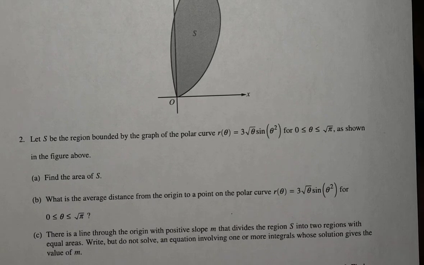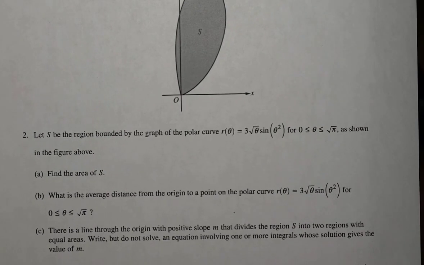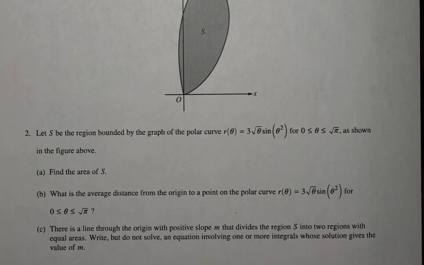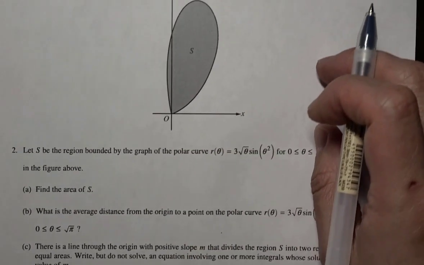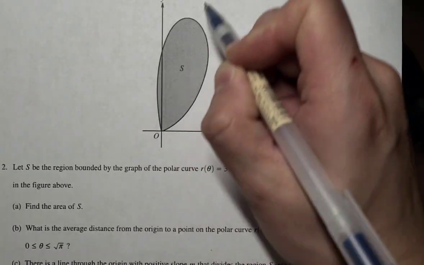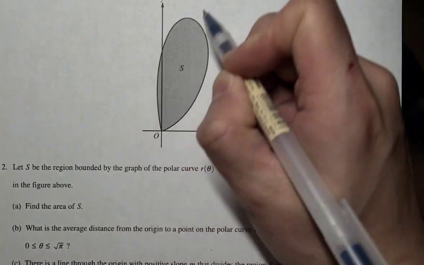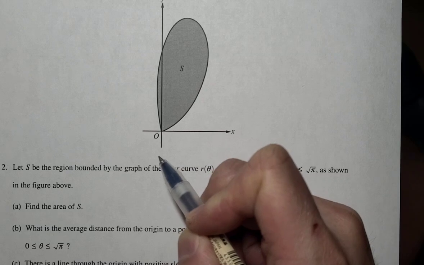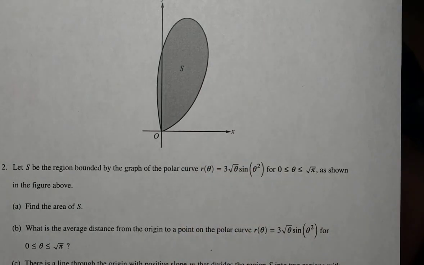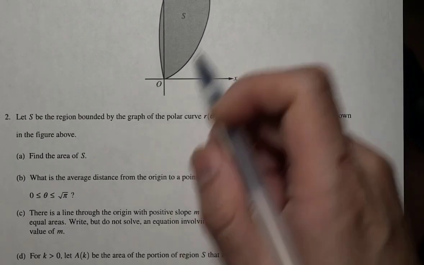Part C. There is a line through the origin with positive slope m that divides the region S into 2 regions with equal areas. Write, but do not solve, an equation involving 1 or more integrals whose solution gives the value of m. So this is just saying there's some line that splits this area in half. We know how to represent a line through the origin in polar coordinates. That's theta equals something. Remember that? So that's what that line is.